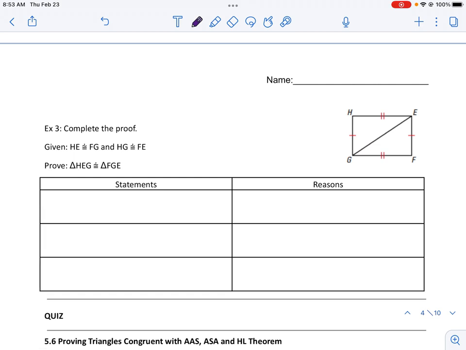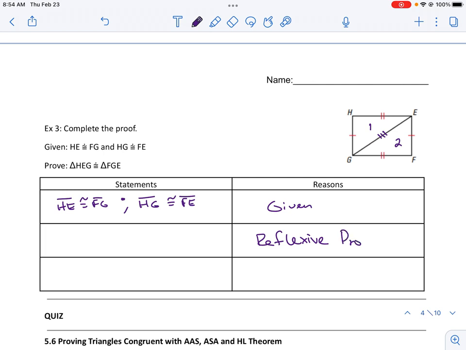Example 3, same setup. I'm sorry, there should be a fourth box again, but we'll just do it all in one since I don't have room to keep going there. So we have HE is congruent to FG, and we have HG is congruent to FE, and this is given. So again, going through that proof help sheet, you can see that we have an overlapping side because both triangles 1 and 2 share side GE. So that's my third congruent side, which means I'm going to have reflexive.